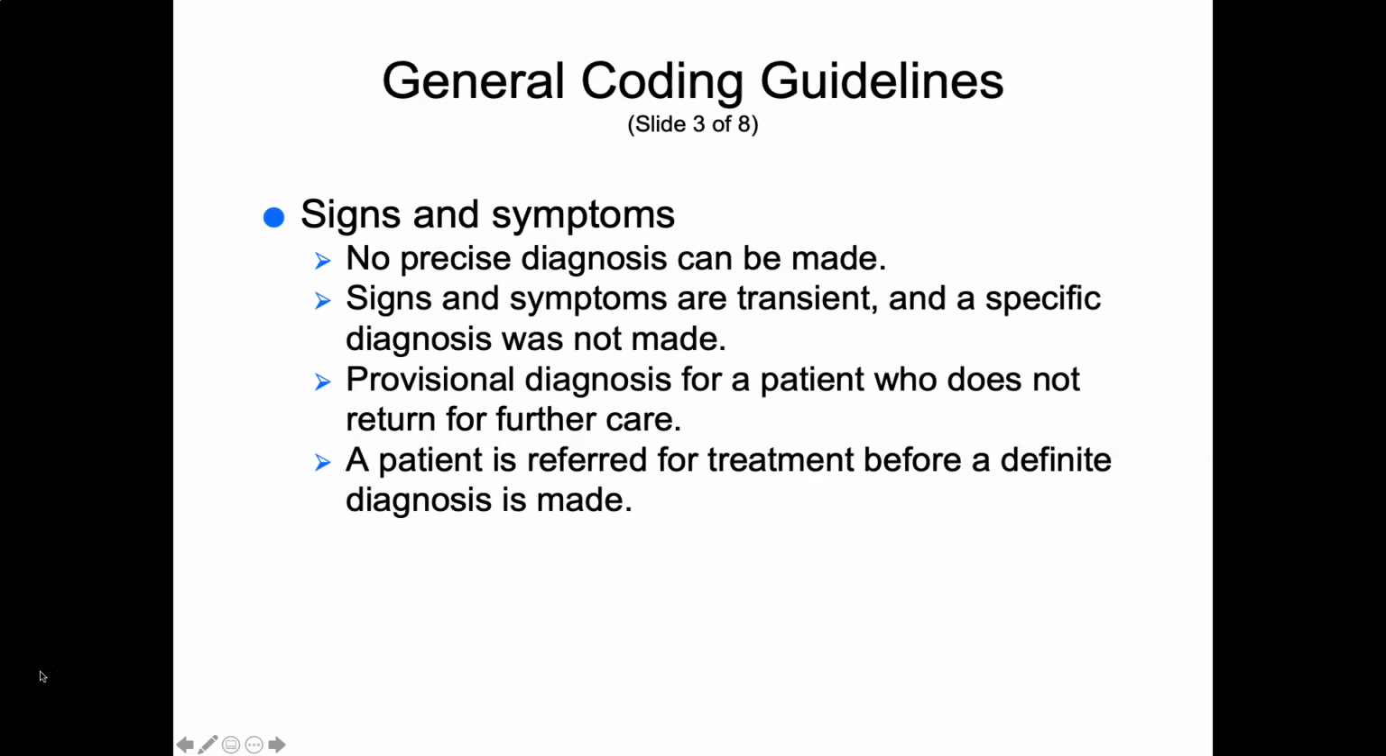Signs and symptoms, sometimes that's all you've got, and no precise diagnosis can be made. These are transient, and you code those just as they are. If you have a diagnosis, you need to use that. And I think in that video for chapter 12, the other one that I made, there is a slide about signs and symptoms and test results are not diagnoses. What you're really looking for is diagnoses. But in the outpatient setting, sometimes you can't get a diagnosis. All you can get are signs and symptoms, and that's what you will code.